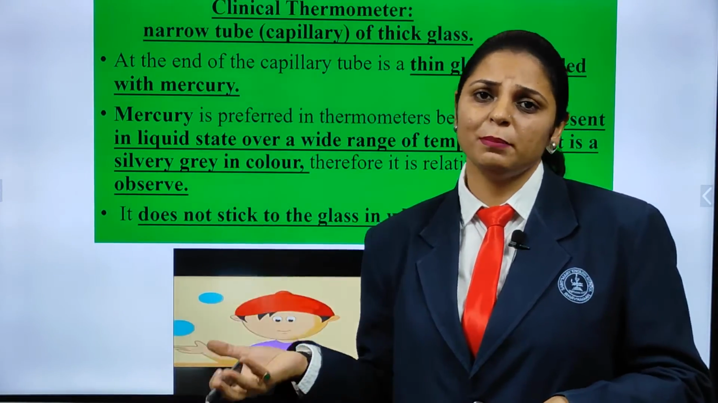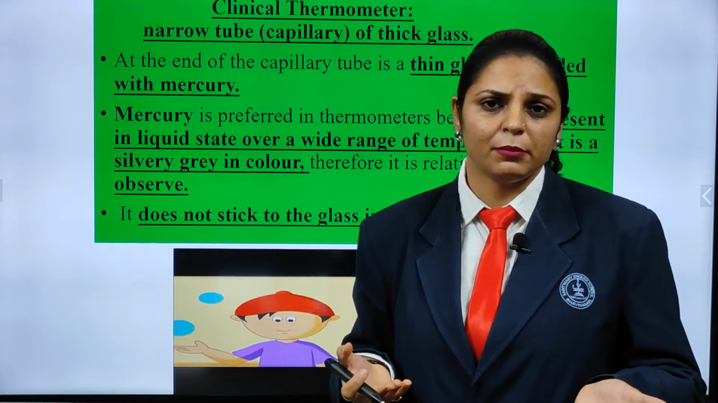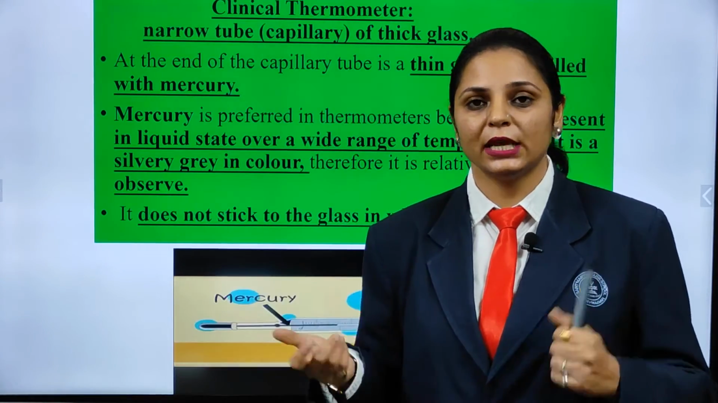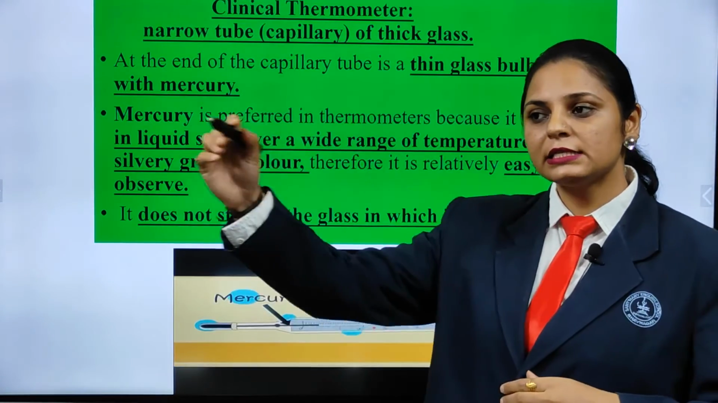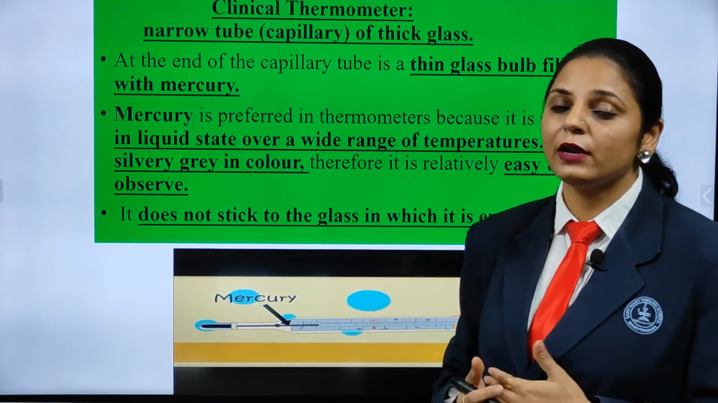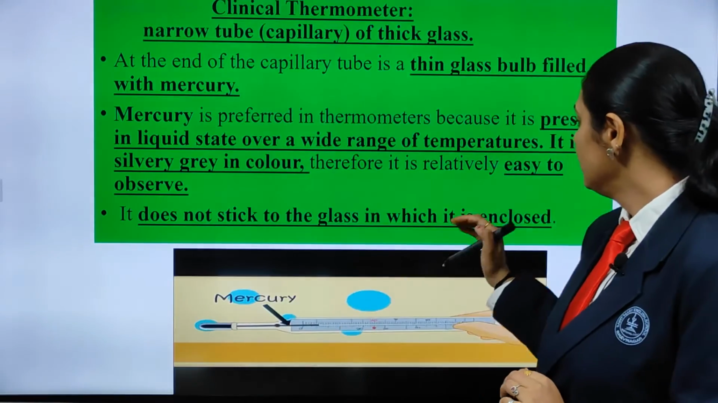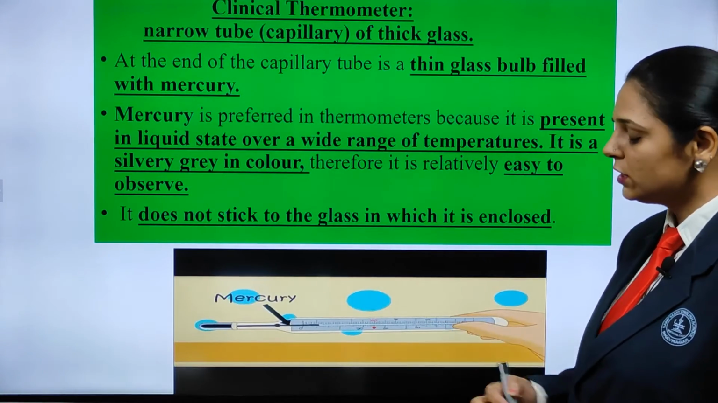In place of mercury, there might be alternatives, but here mercury is suitable. Why? Because it is liquid in state. And secondly, you can observe it as the scale rises, and it does not stick to the glass. This is one important point: it will not stick to the glass in which it is enclosed. This is what the clinical thermometer shown over here looks like.